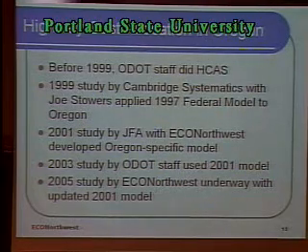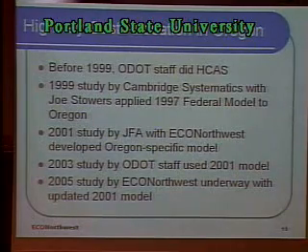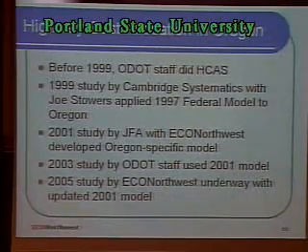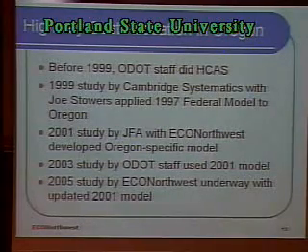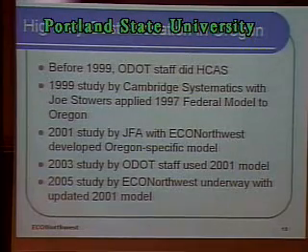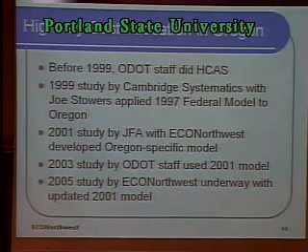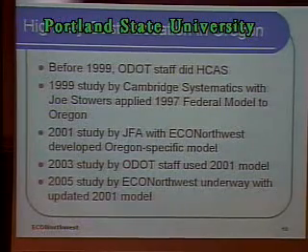Some of the differences between the federal model and the Oregon model are that in Oregon, the trucks that pay the weight mile tax are divided into 2,000-pound weight increments, and there's a different rate for each 2,000-pound increment. In the federal study, the trucks were divided into 5,000-pound increments based on their registered weight. So things didn't line up very well.